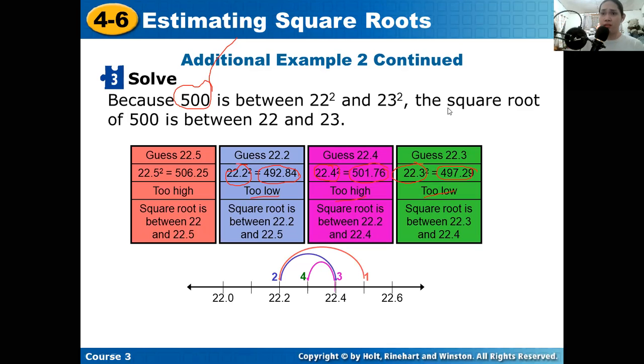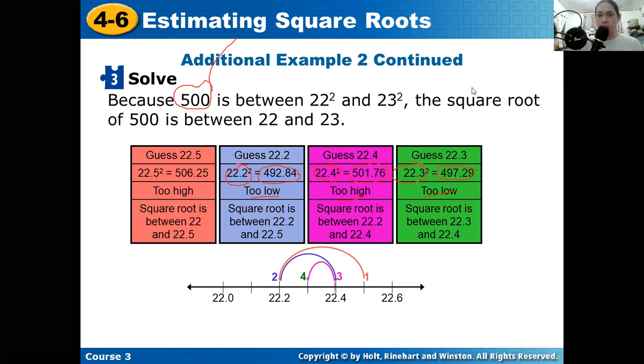So what is now our conclusion? Again, you will guess any value between 22 and 23, since 500 lies between 22 and 23. That's why we have to consider the decimals, because we're trying to locate the approximate or estimated value for the square root of 500. So again, if we use 22.5, that gives us 506.25. If we use 22.2, that gives us 492.84. Too high and too low.